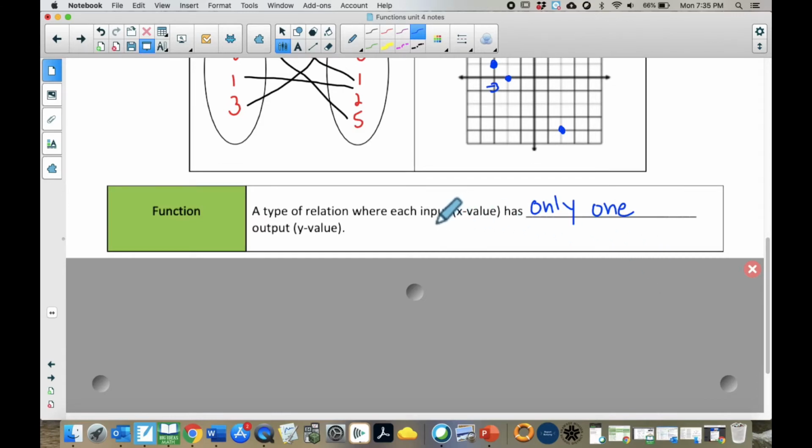And input is typically a word that we use with x values, and output is a word we use with y values. And so a function is a specific kind of relation. It's like a subset of relations. And the specific thing is that every x has only one y. And so that's an important thing to remember with functions. Every x has only one y.